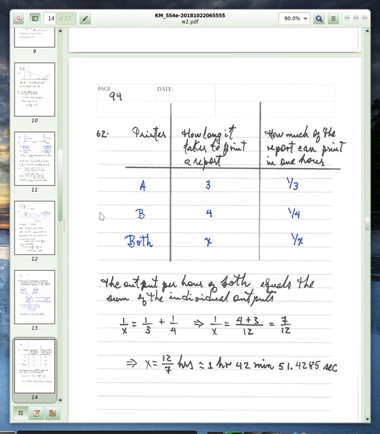On page 94, problem 62. So again, pause the video, read the problem, and see if you can solve it before trying to listen or watch the video, just read the problem. Okay, so you already read the problem, you know what this is about, and here there is a very interesting principle.